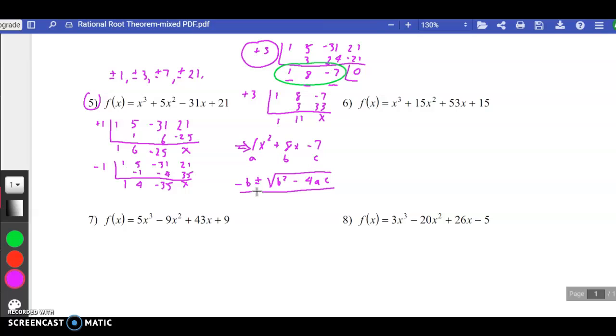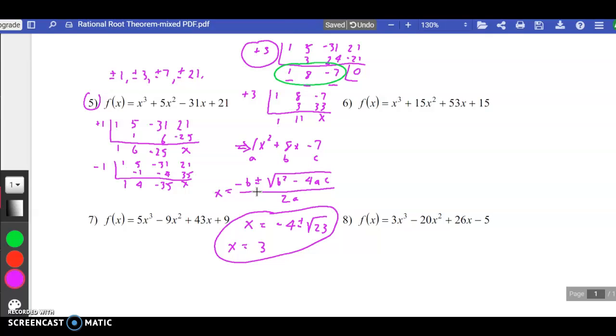All of that over 2a. And now when you plug in the 1 for the A, the 8 in the place for B, and negative 7 for C, and you work this out, I'm just going to go ahead and give you the answer that I worked out earlier. Negative 4 plus or minus the square root of 23. So I have x equals positive 3, and x equals negative 4 plus root 23, and negative 4 minus root 23. So those are my answers.